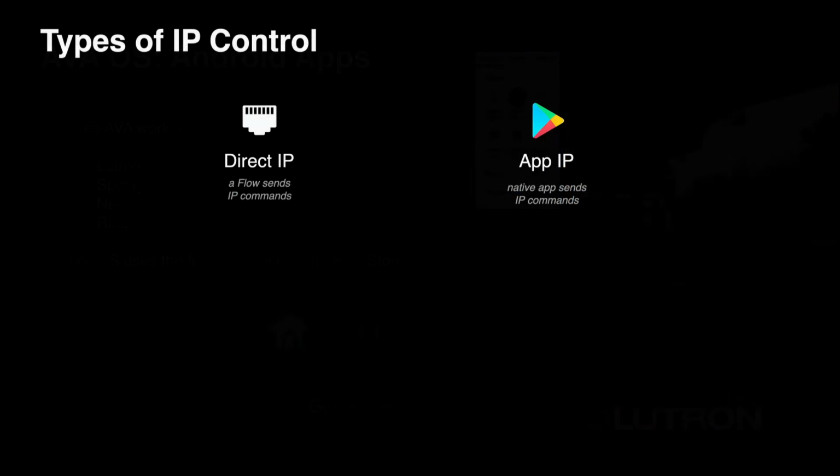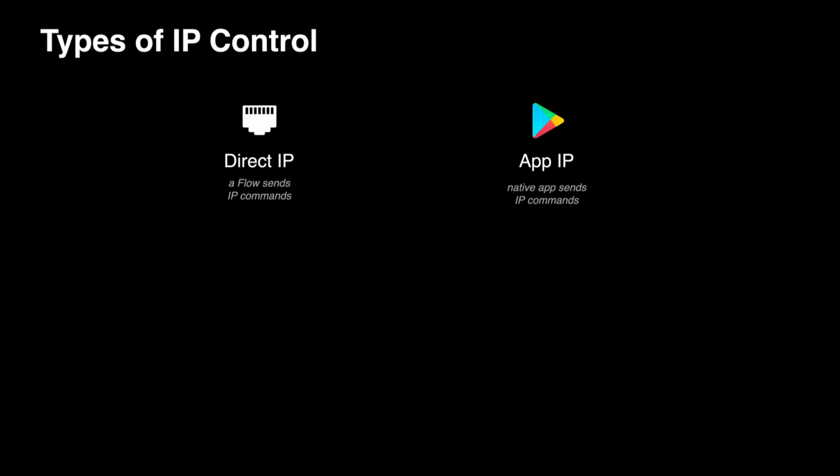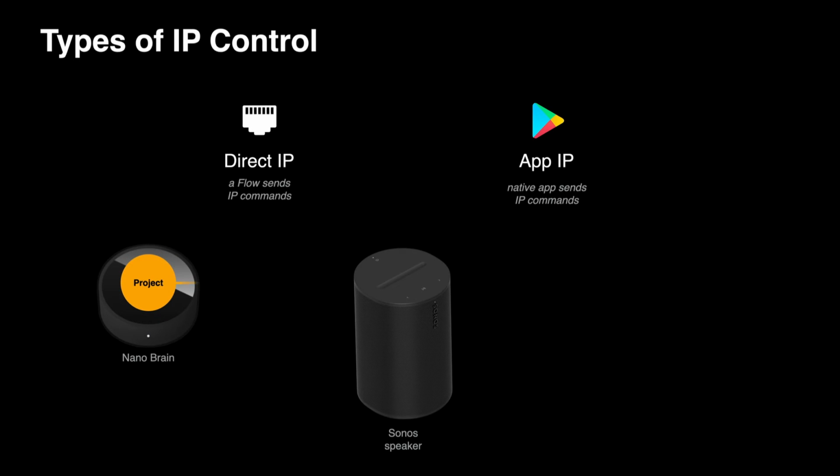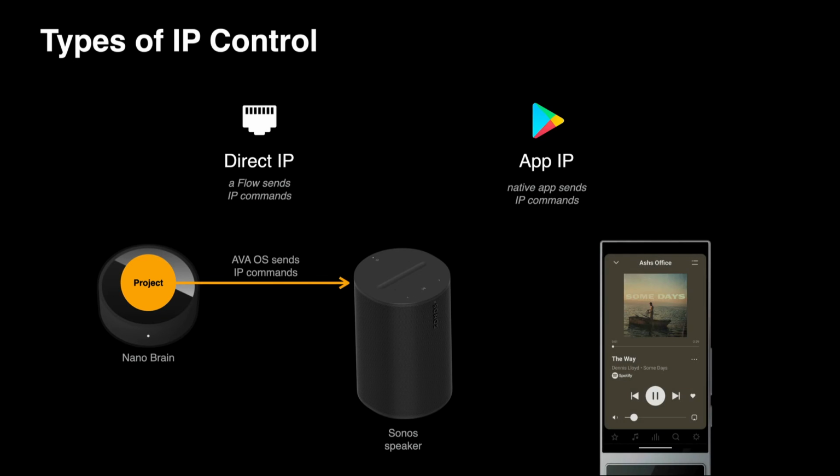Neither of these two terms, direct IP and app IP, are actual technical terms. They're just helpful for understanding the two different ways that AVA OS might use Internet protocol. By direct IP, we mean that you can build flows in AVA OS that send commands directly to a controlled device. And by app IP, we mean that you can have AVA OS launch an Android app, and then that app can control the device.